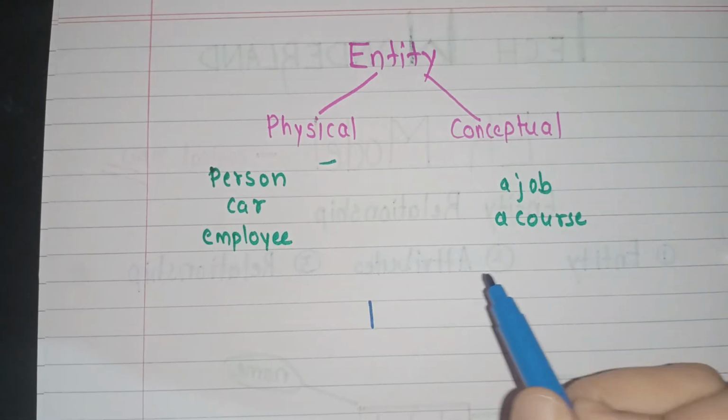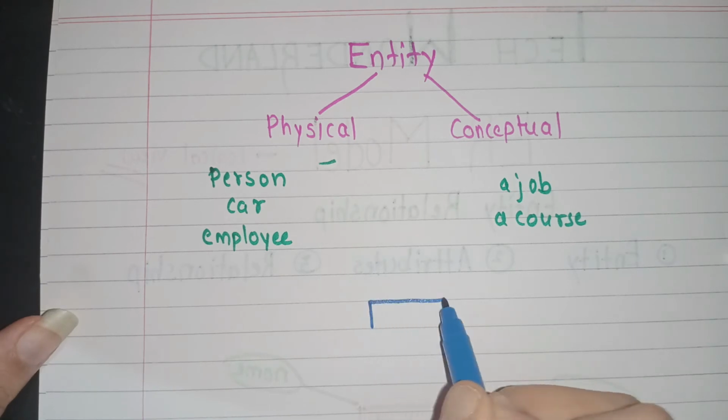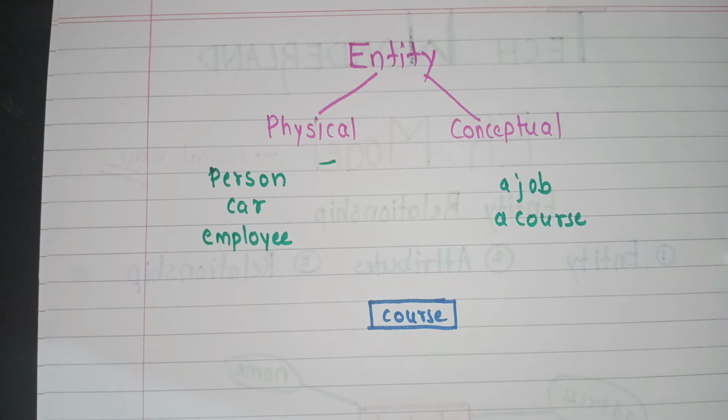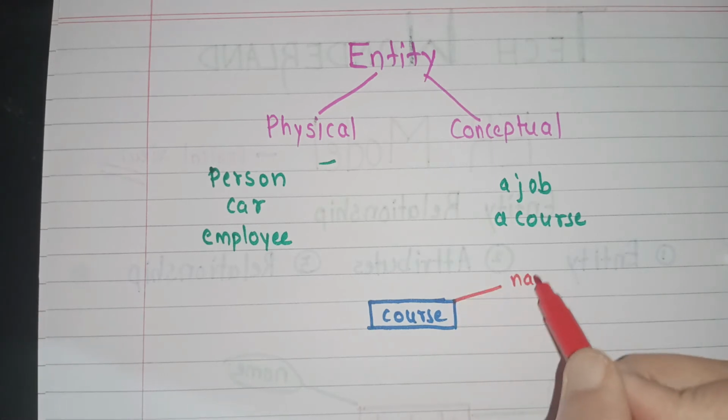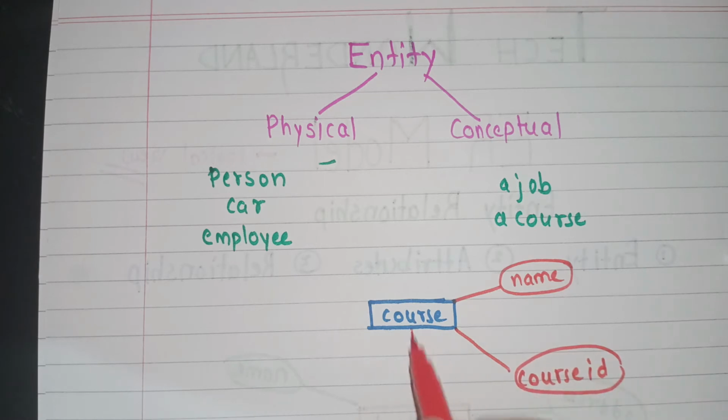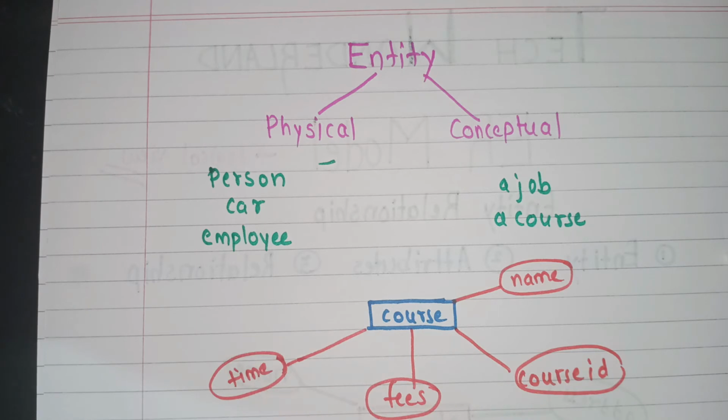Okay, now let's draw entity and attributes for the course. Okay, the course is our entity here. So a course will have his name, then course ID, then fees of the course and the timing of the course. Okay, so here course is a conceptual entity and these are his attributes. So we have seen here both physical and conceptual entity.